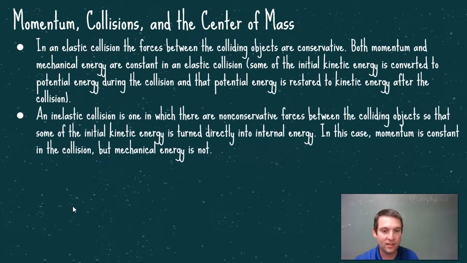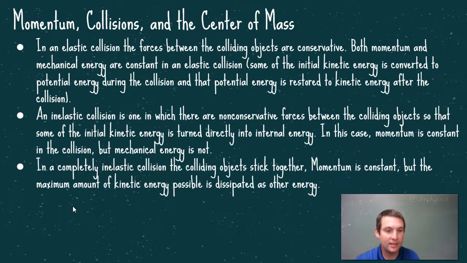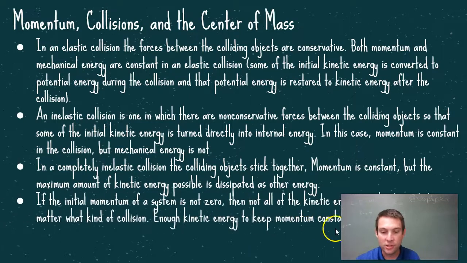An inelastic collision is one in which there are non-conservative forces between the colliding objects. So some of the initial kinetic energy is dissipated, turned into another kind of energy. In this case, momentum is constant in the collision, but mechanical energy is not. In a completely inelastic collision, the colliding objects stick together. Momentum is constant, but the maximum amount of kinetic energy possible is dissipated as other energy.